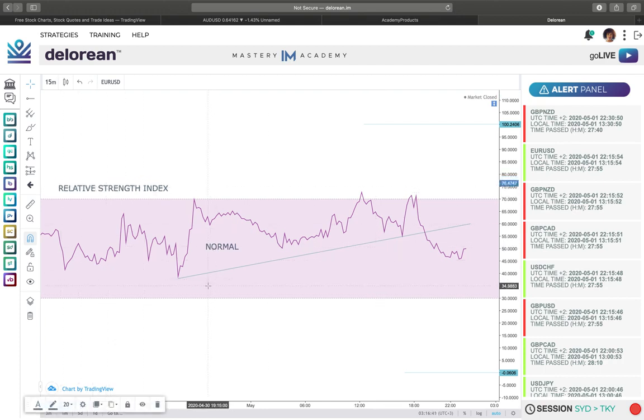We've got the normal area. Now, as a market comes down, I want you to think to yourself for a minute. When you see a pair, a currency pair, a stock, anything, dropping, what are most people thinking of doing? They are thinking of buying it. Anytime you see a currency pair rallying, going up, up, up, they're thinking, how can I sell this?